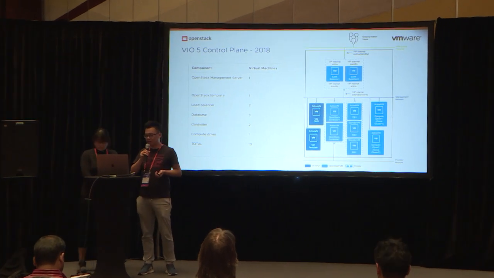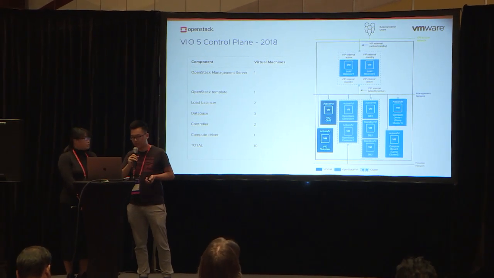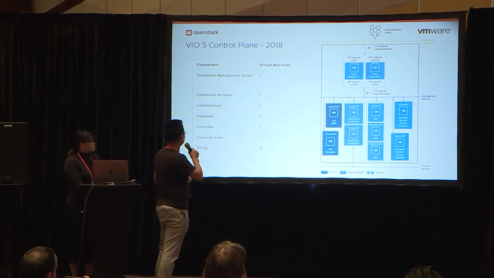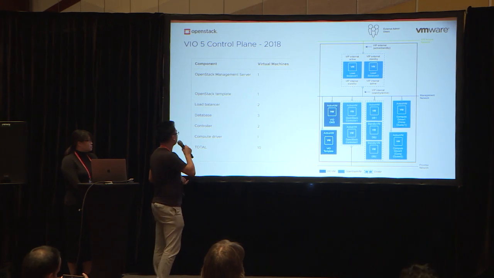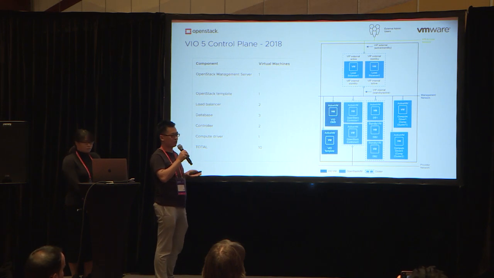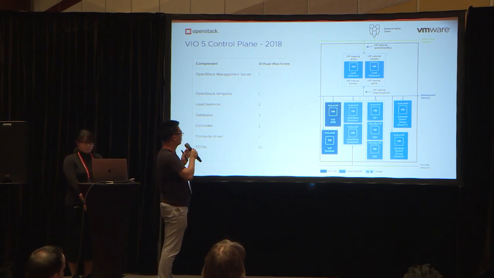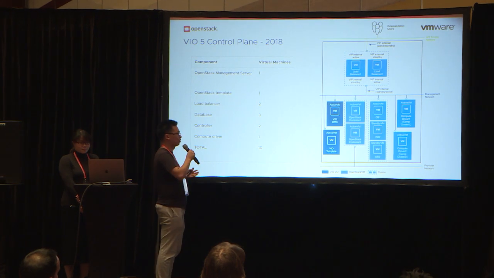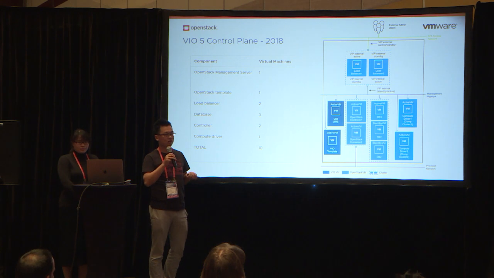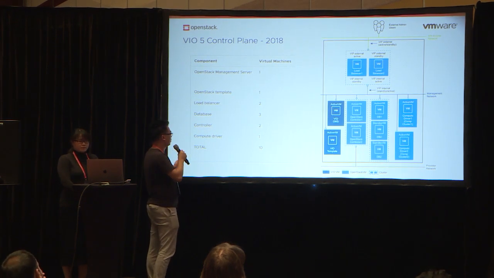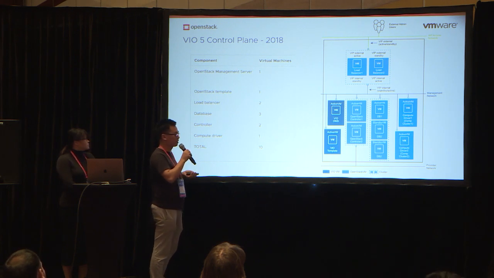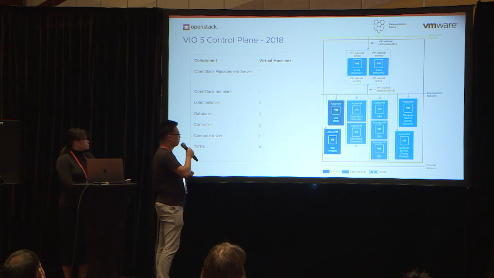So this is VIO version 5. In a typical VIO deployment we have 10 virtual machines. The first one is our OpenStack management server. When we deploy it, you only have this one, and we have a UI where the user inputs several simple parameters like IP address, FQDN, and NTP server. Then in about 1 hour, we can bring up the overall OpenStack cluster, and overall we have 10 VMs.